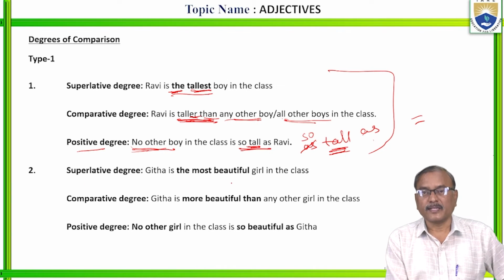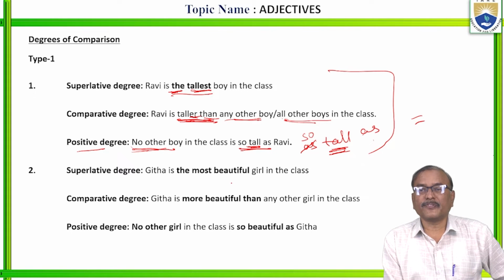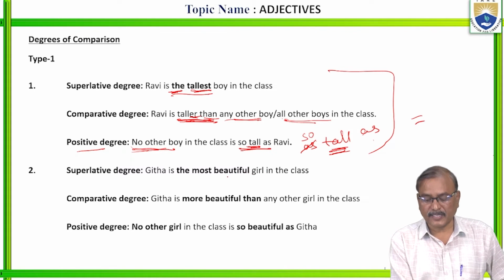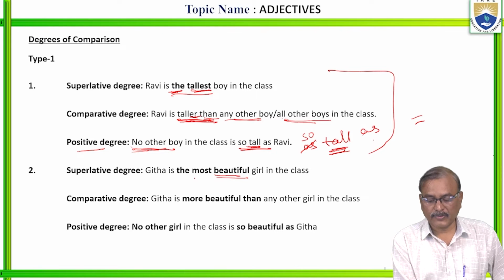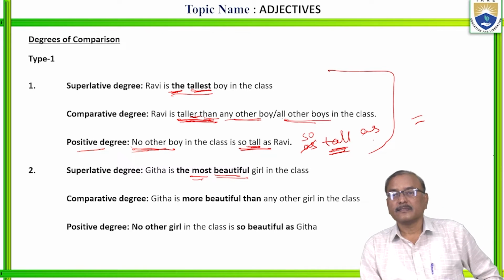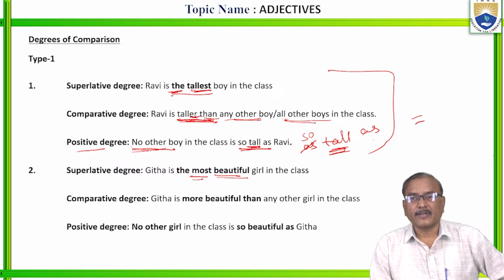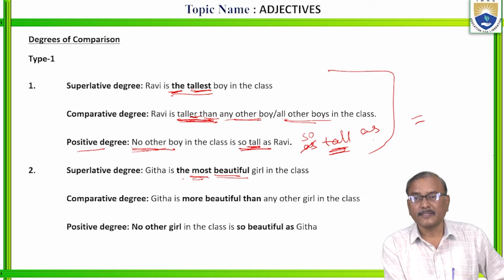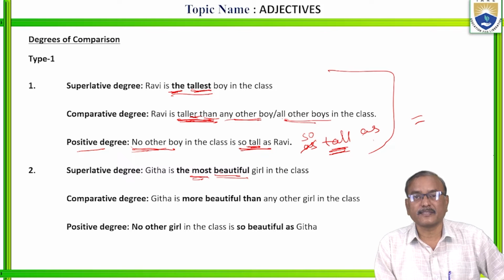See here, this one. Geeta is the most beautiful girl in the class. Here, "beautifulest" is not possible. When "-est" is not possible, what do we do here? Another one: the intensifier "most" is added here. The most beautiful girl in the class.